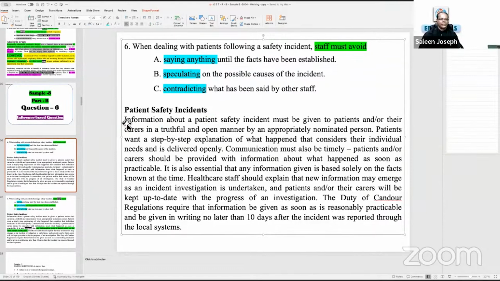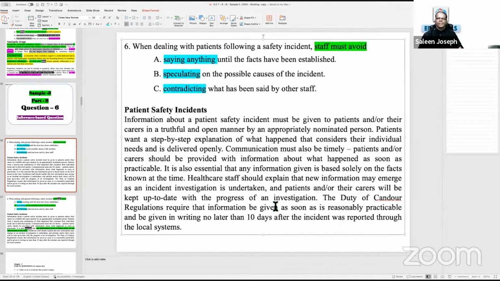Let's see. Now, patient safety incidents. Information about a patient safety incident must be given to patients and or their carers in a truthful and open manner by an appropriately nominated person. Patients want a step-by-step explanation of what happened that considers their individual needs and is delivered openly. Communication must also be timely. Patients and or carers should be provided with the information about what happened as soon as practicable. It is also essential that any information given is based solely on the facts known at the time.